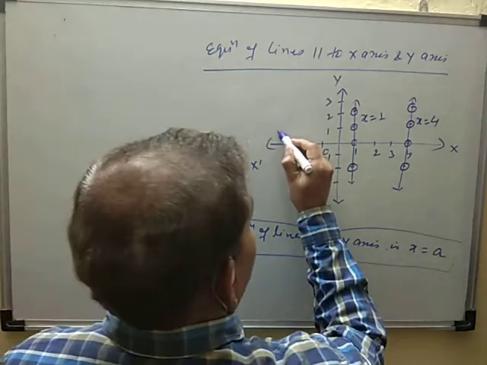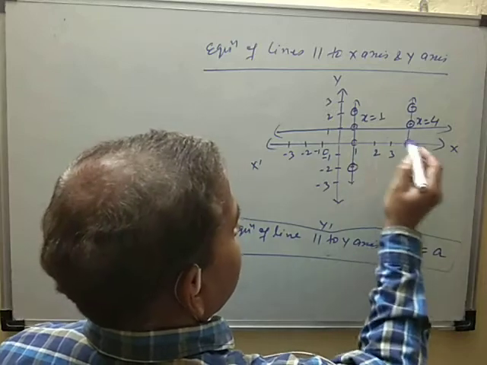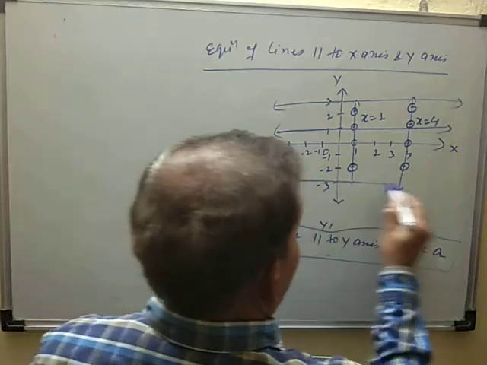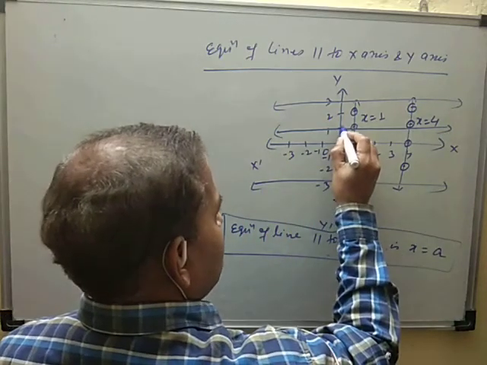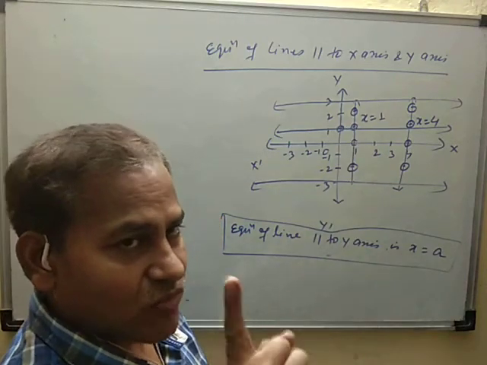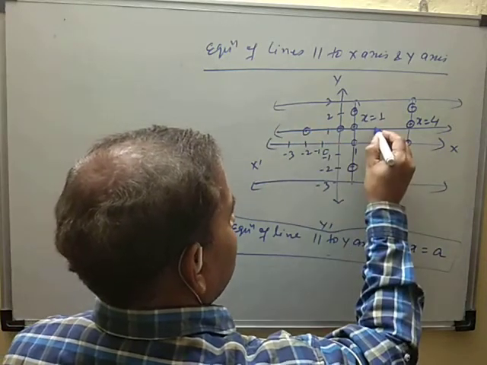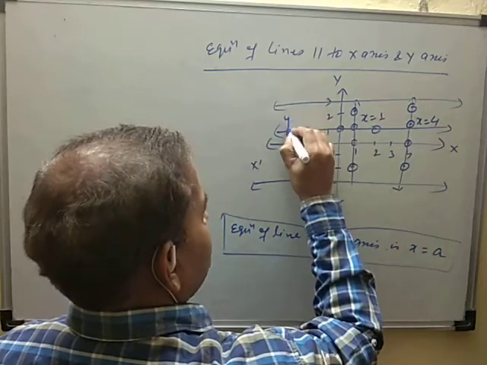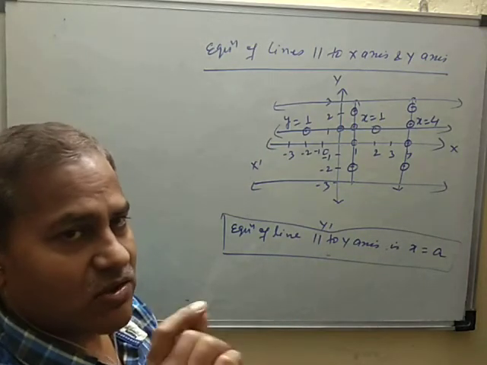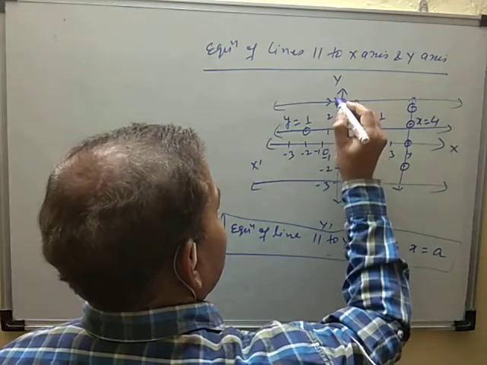Similarly, draw this line which is parallel to x axis, this also parallel to x axis, this also parallel to x axis, and what is the y coordinate here? Y coordinate 1, here y coordinate 1, here y coordinate 1. So equation of this line is y is equal to 1, because इस line पे y का coordinate क्या है? 1 1 1.